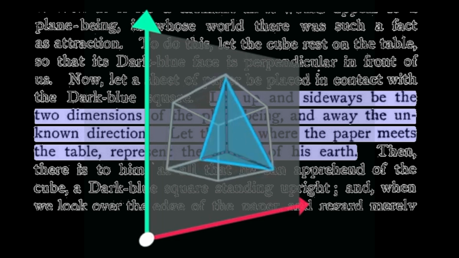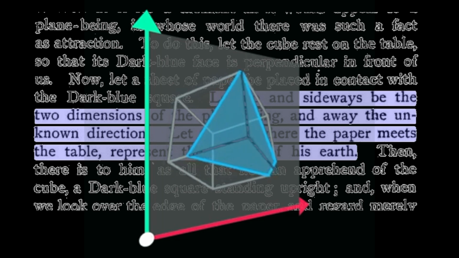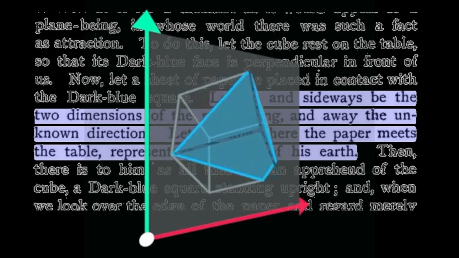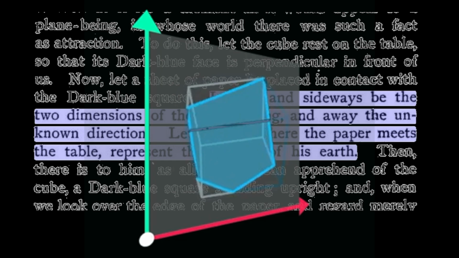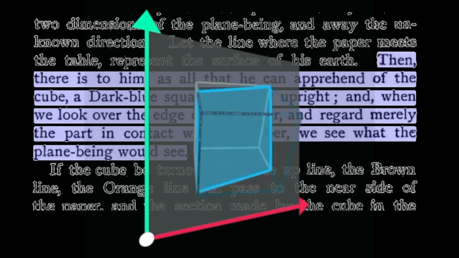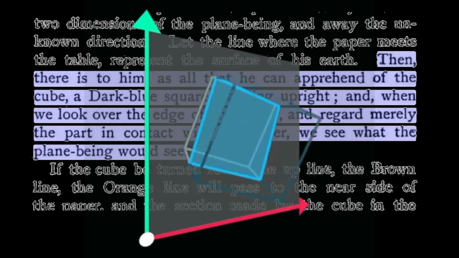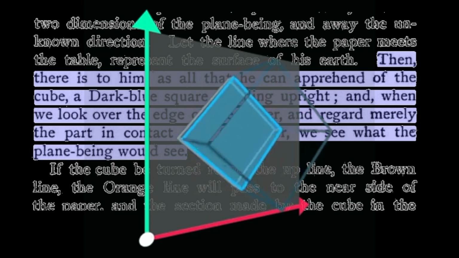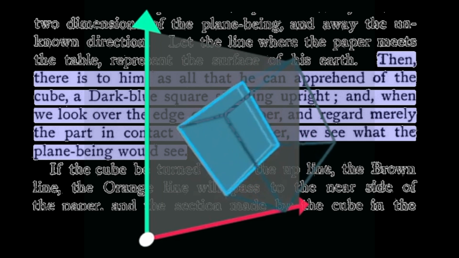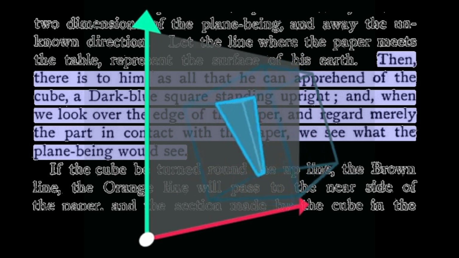Let up and sideways be the two dimensions of the plane being, and away the unknown direction. Let the line where the paper meets the table represent the surface of his earth. Then, there is to him, as all that he can apprehend of the cube, a dark blue square standing upright, and, when we look over the edge of the paper, and regard merely the part in contact with the paper, we see what the plane being would see.